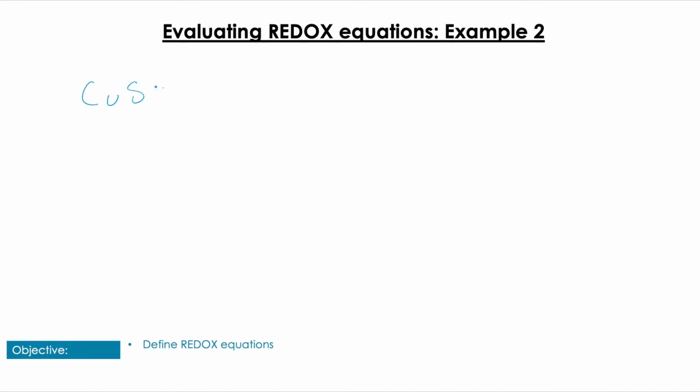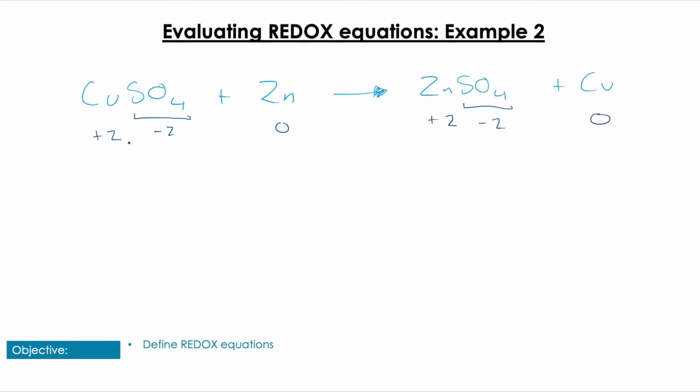Looking at another example then, let's have a look at the displacement of copper from copper sulfate by zinc to make zinc sulfate and copper. So sulfate ion always has -2 altogether. So we've got +2 from copper, 0 for zinc. That means we got +2 for zinc in the product.